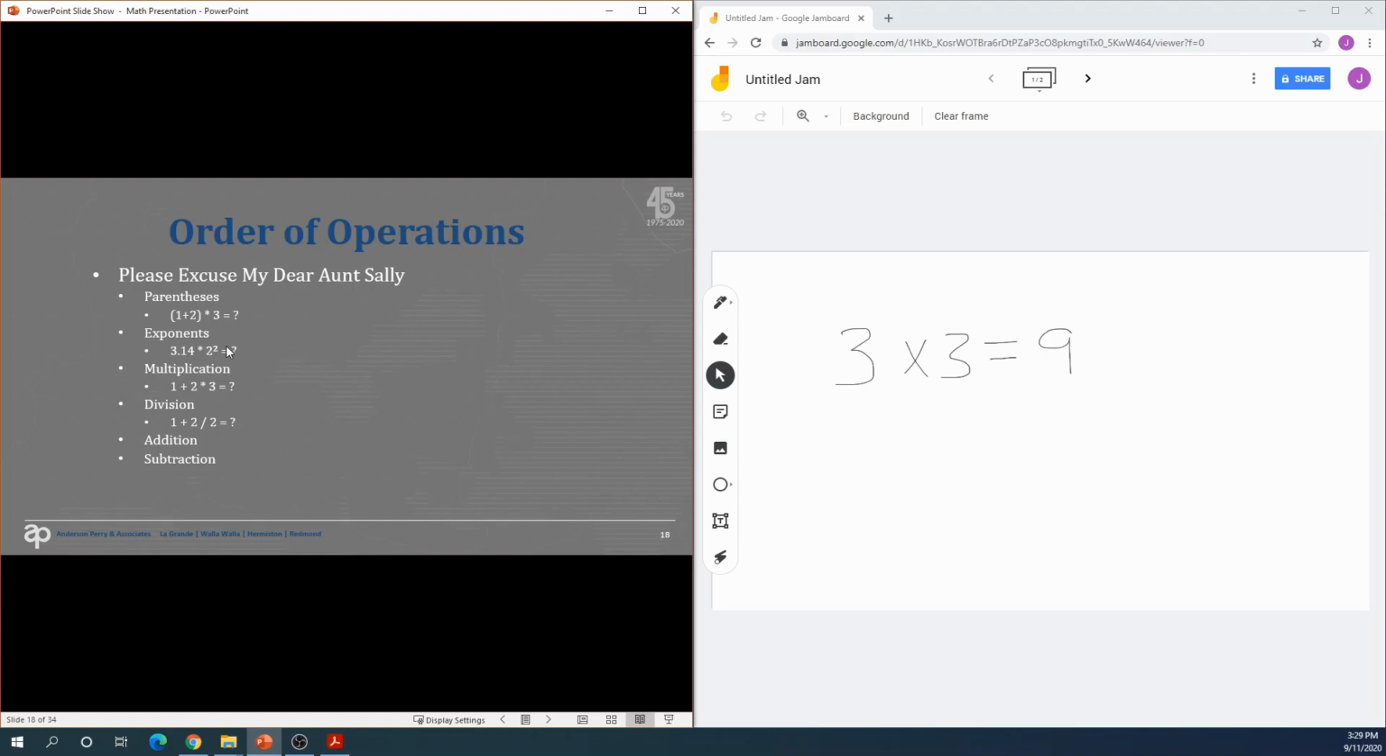Next is going to be exponents. So we have 3.14 times 2 squared. We'll do exponents first. So this is going to be the same thing as saying 3.14 times 4. 2 squared is equal to 4. And this is going to equal 3.14 times 4 is 12.56.